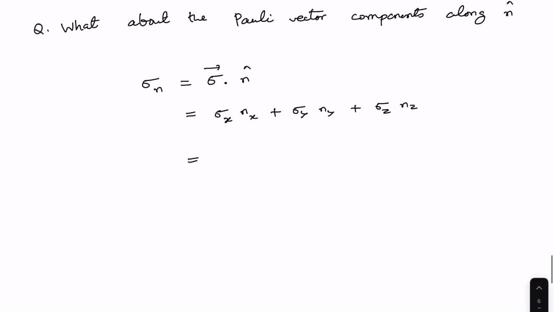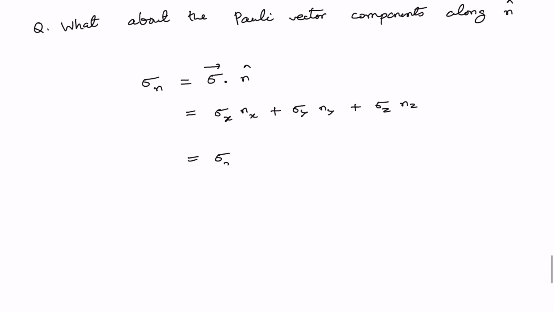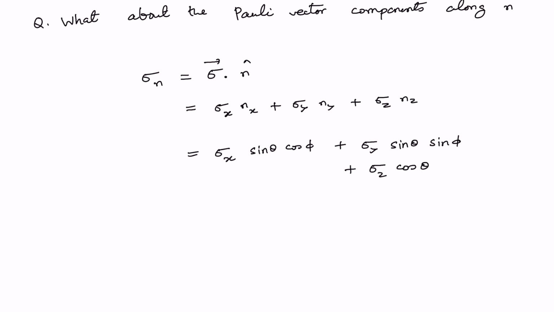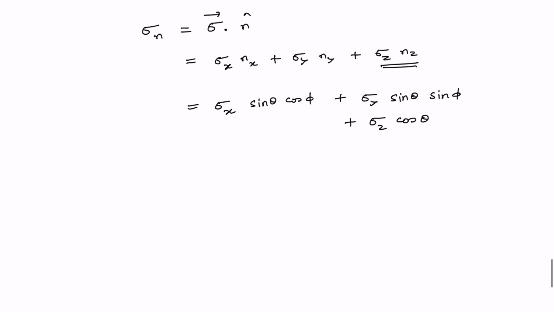So I can now write sigma dot n cap is equal to sigma x sine theta cos phi plus sigma y sine theta sine phi plus sigma z cos theta.